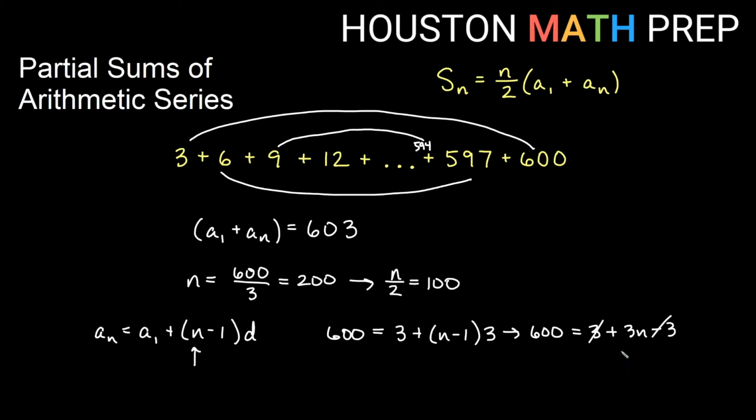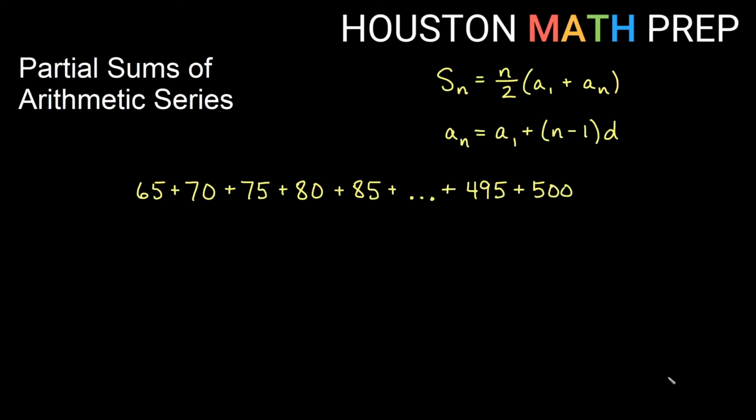Now remember, when you use this expression, that's the number of terms. Don't forget to divide by 2 to get the number of pairs. So the answer for this one, our partial sum, is the number of pairs, 100, times the value of each pair, which is 603. If we do that multiplication, we'll get 60,300 as our sum for all of these terms together.